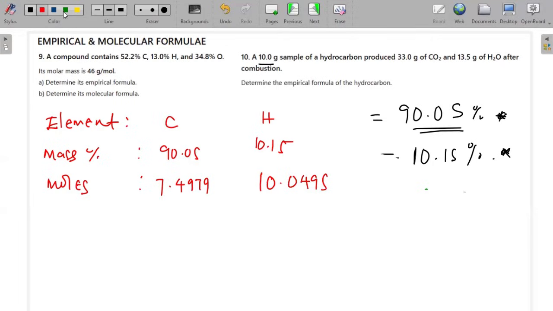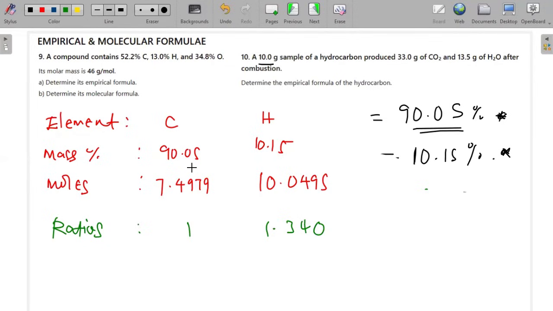And then which one of these is the smallest? So we see the smallest is this one. So I'll find the ratios by dividing by the smallest. So 7.4979 divided by itself, I get 1. And then 10.0495 divided by 7.4979, there I'm getting 1.340. I'll just end it there.